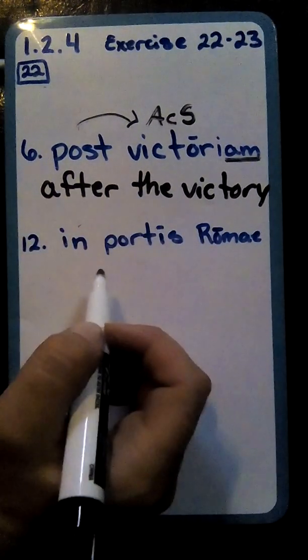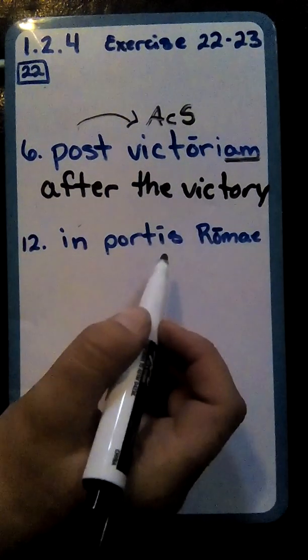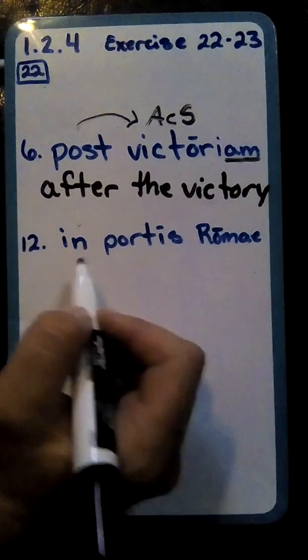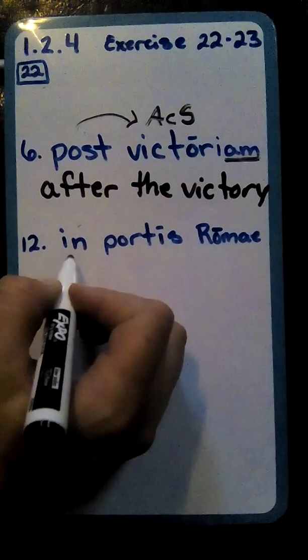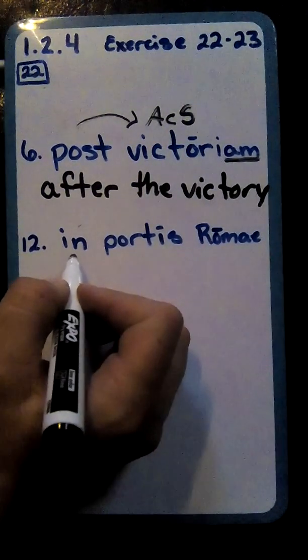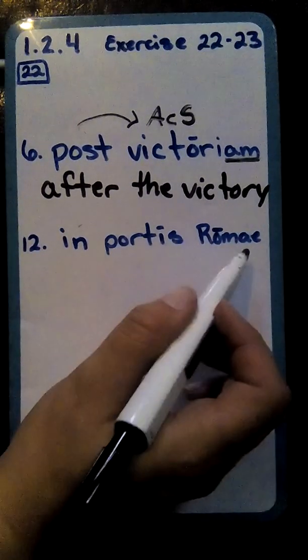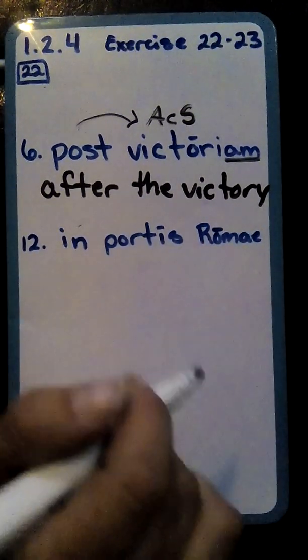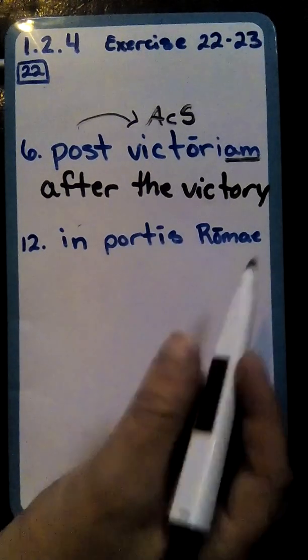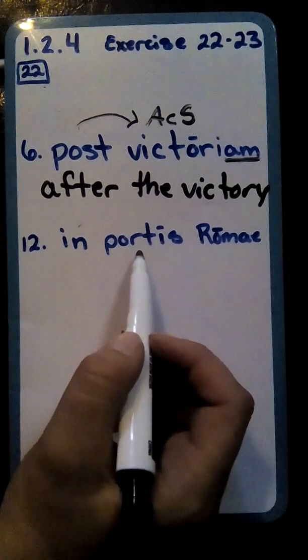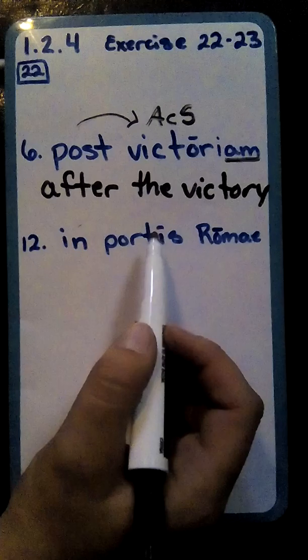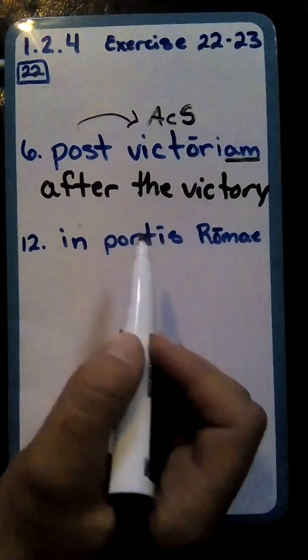Now we see number 12, in partis Romae. In partis Romae. So in is another preposition we learned, and it is with the ablative. We're going to look at these two words and find out which word is the object of the preposition. Don't always assume it's the one next. Sometimes they put in descriptive words that will throw you off a little bit.